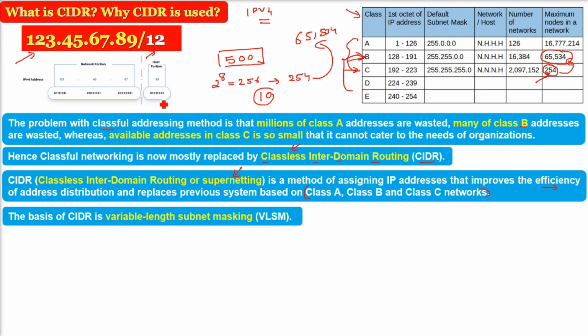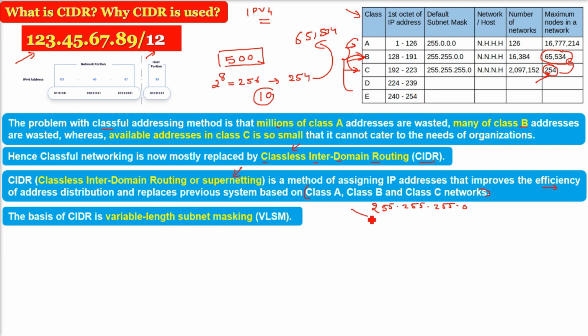The basis of CIDR is nothing but VLSM, that is variable length subnet masking. If I say class A, you will say, oh, I know the subnet mask, 255.0.0.0. If I tell you B, you will say, oh, I know it, 255.255.0.0. That is the default subnet mask. Again, for C, it is 255.255.255.0. There is no subnet mask for D and E.